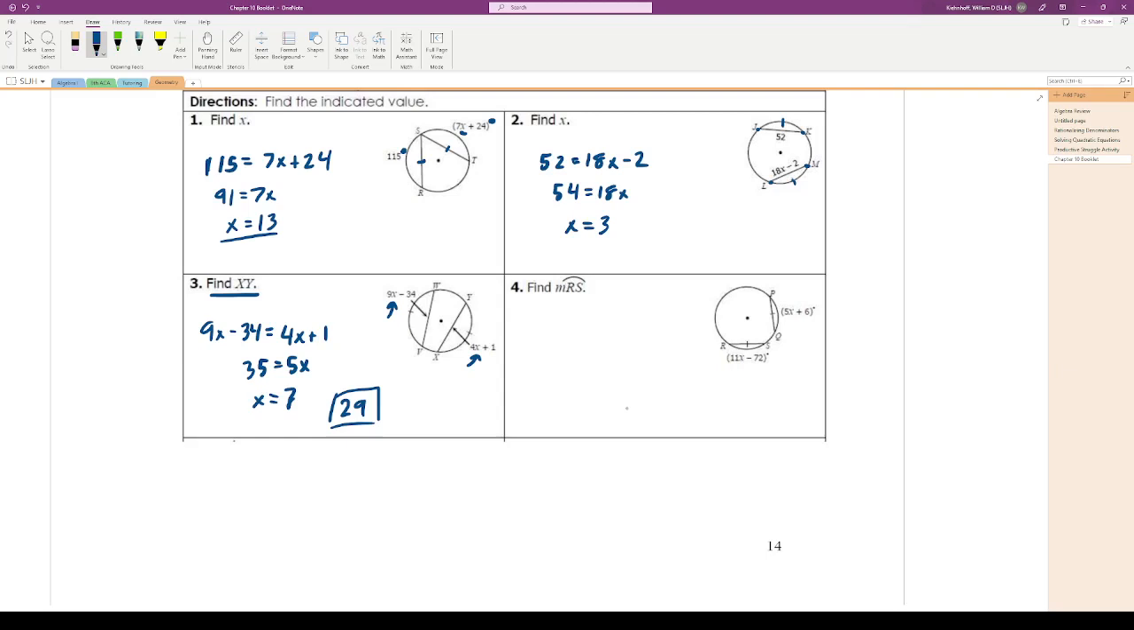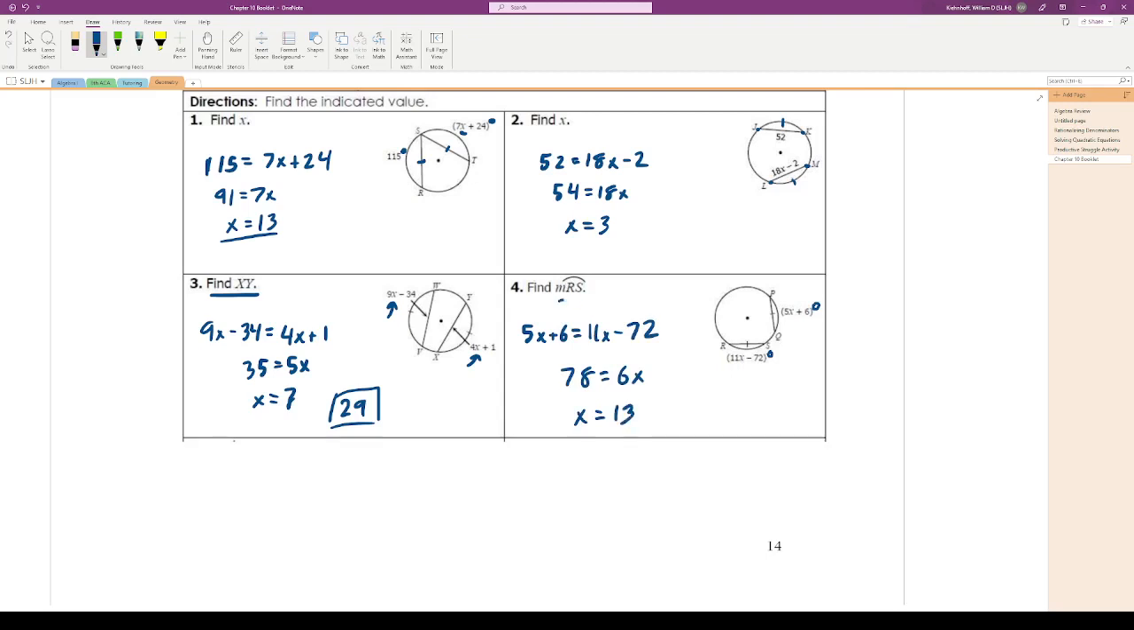Okay, find the measure of arc RS. So in this case, they're talking about degree measures, so I'm going to find my answer in degrees. If we were talking about lengths based on context, I would find the length of the arc. Right, so we know RS and PQ are congruent, so these two arcs are congruent. So we can set up 5x plus 6 equals 11x minus 72. We get 78 equals 6x, so x is 13.